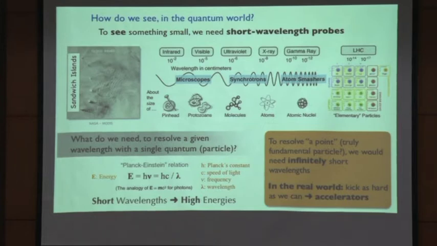I think the key word here is E equals h nu, the Planck-Einstein relation, and then using the corresponding de Broglie wavelength, which you can see from there. And that's why, the key word is that the shorter the wavelength, the higher the energy. That's what we are exploring.